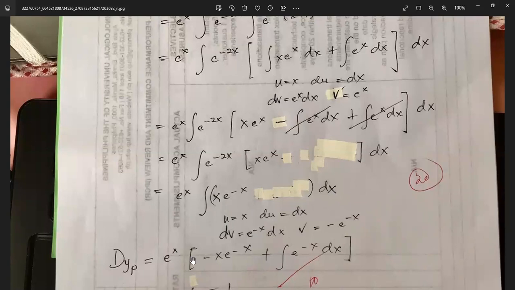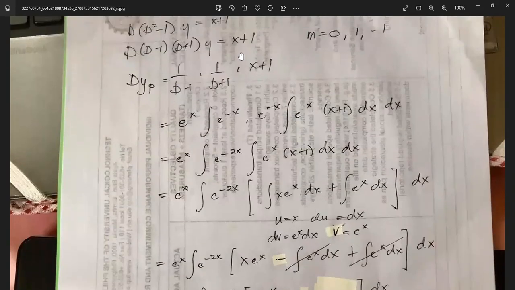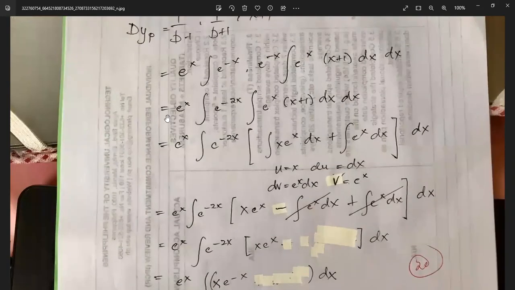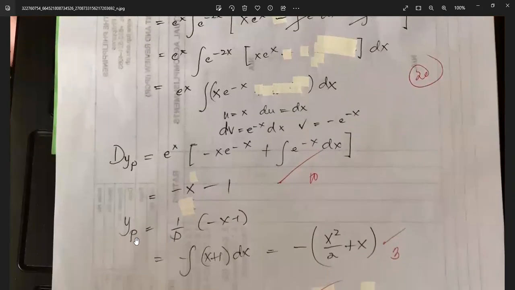So this is the first part of the integration, processing the 1 over D minus 1 and the 1 over D plus 1. But you still have a D here. So you need to transfer it here on the other side, telling you that you need to integrate this. So see how easy it is when you just need to integrate your negative x minus 1. So this is your answer, and there were a lot of students who got this one.